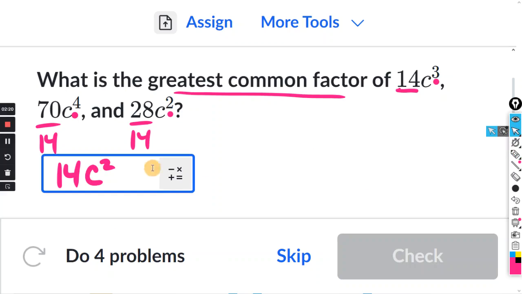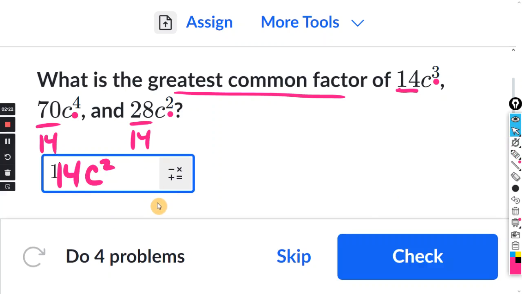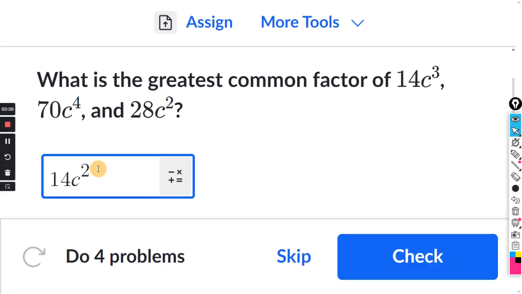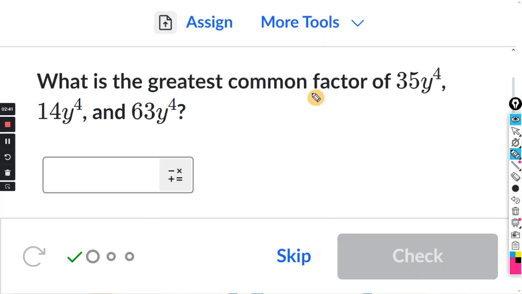All right, so type in the box 14c, and I like to use shift 6 for the exponent for the squared. 14c squared. The other way you can get the exponent is from this menu right here.